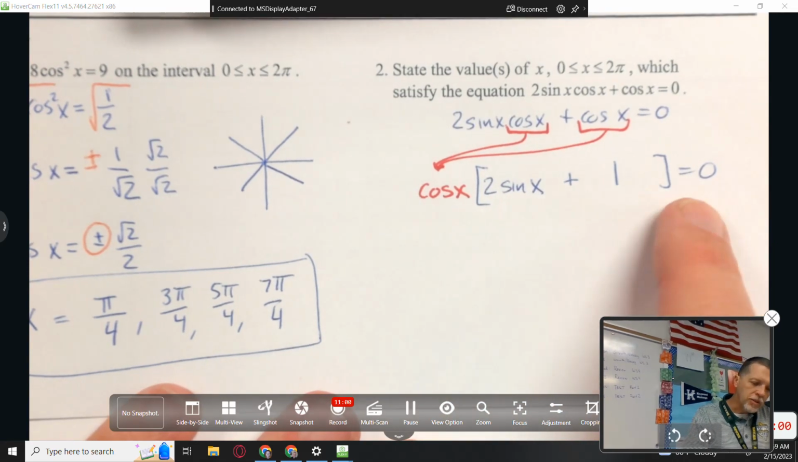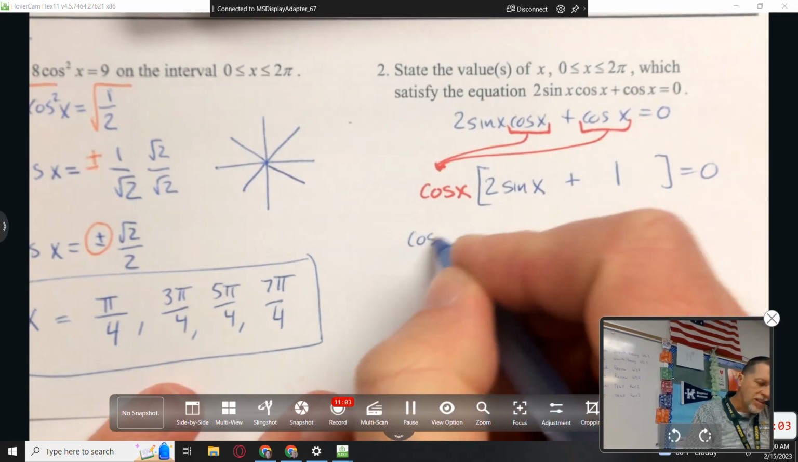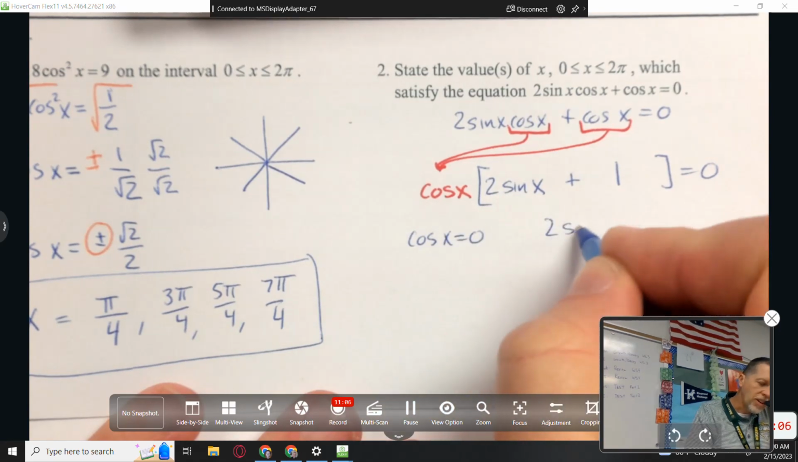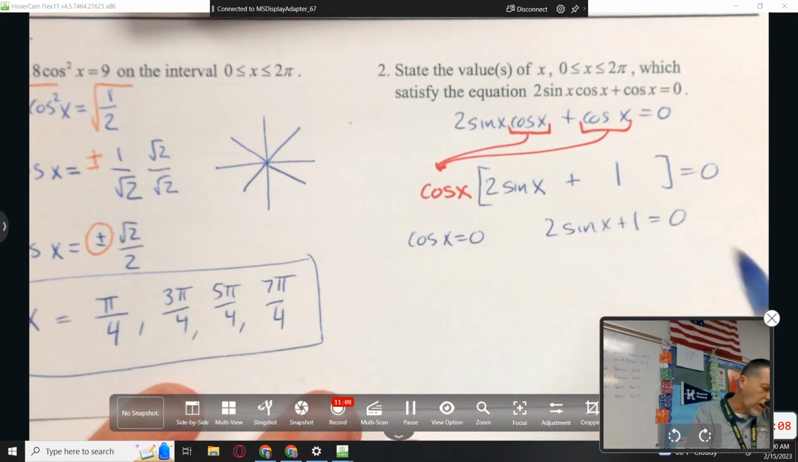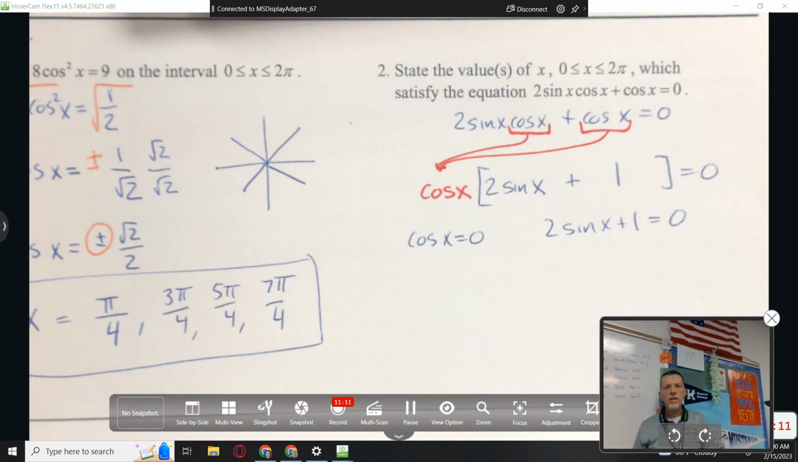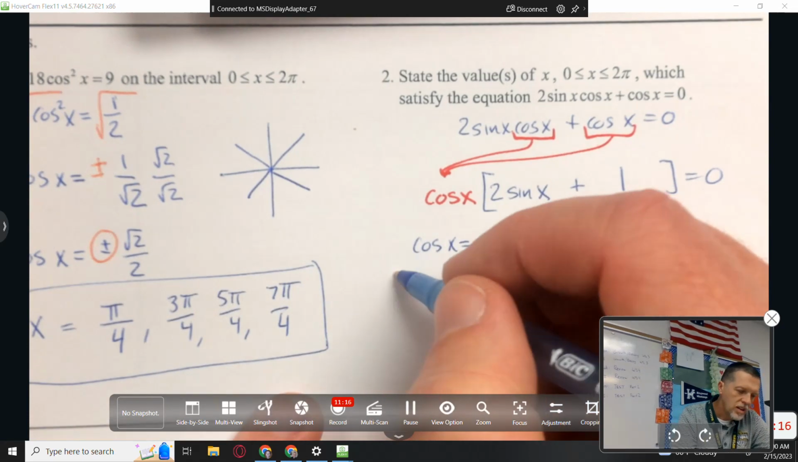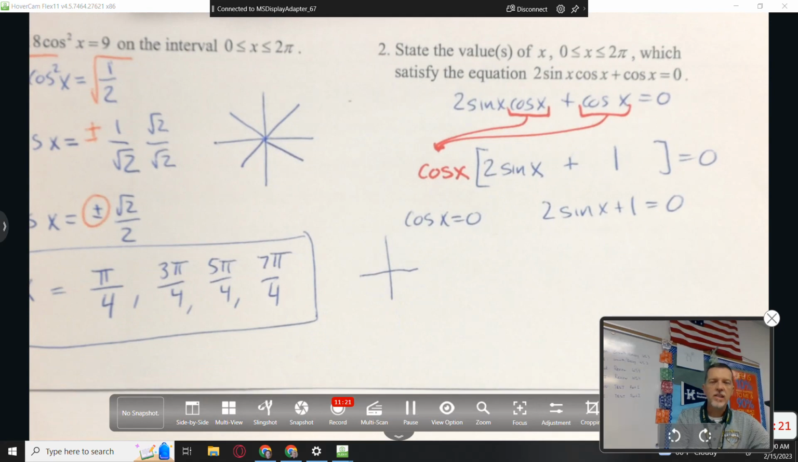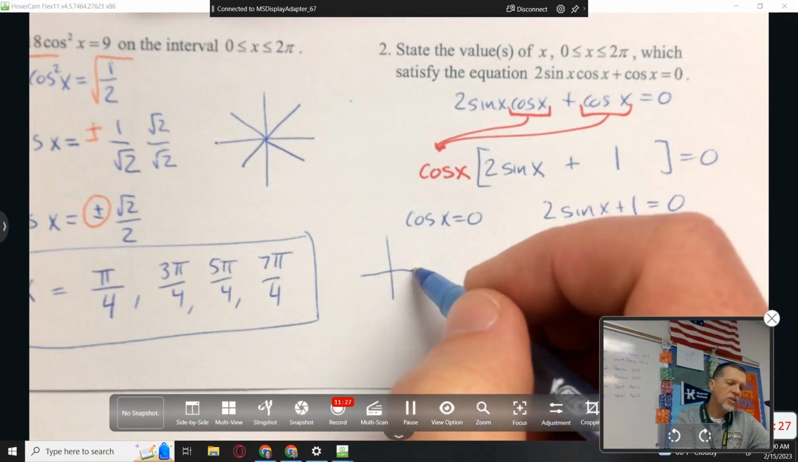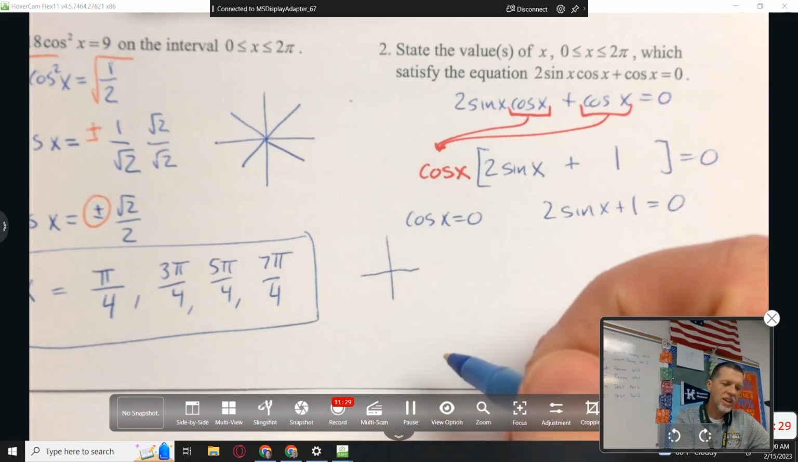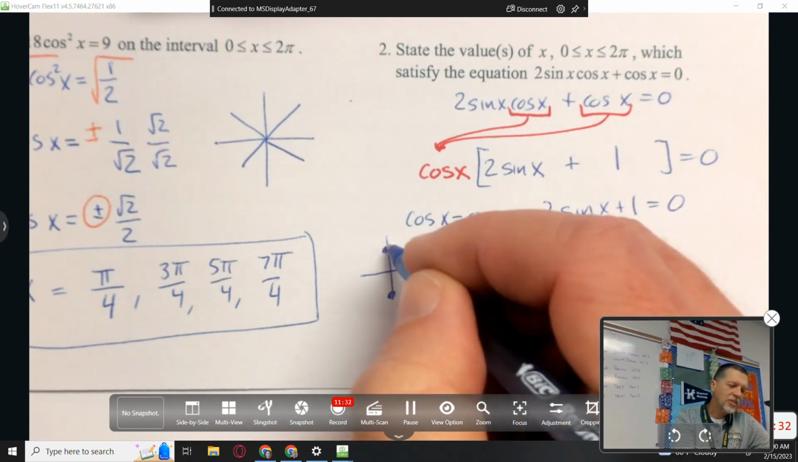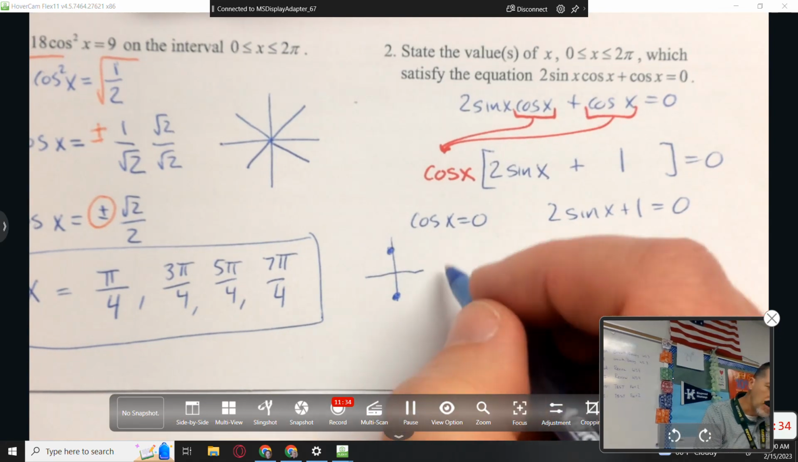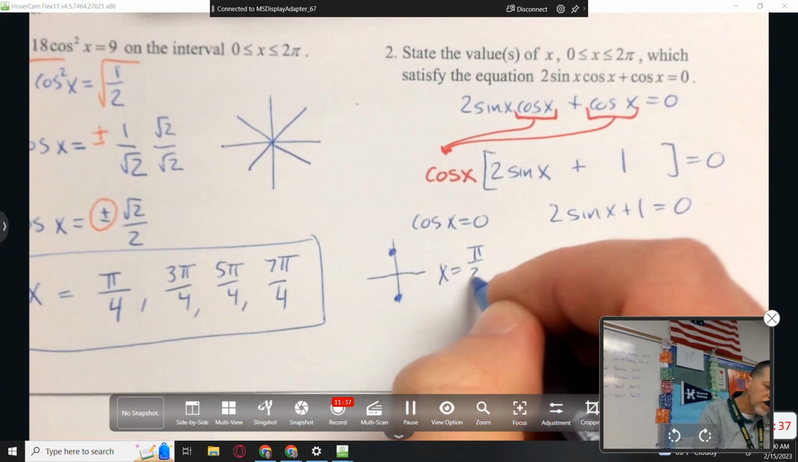Two factors, both equal to 0. So either the first factor is 0 or the second factor is 0. Now we just have two problems to solve. Where's the cosine equal to 0? No, because at 2 pi, the cosine's 1. Yeah, the other. So you're right that it's a quadrant. It's the up and downs. Pi over 2 and 3 pi over 2.